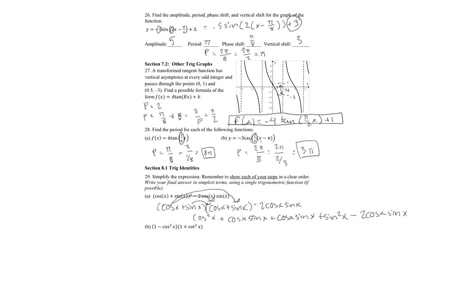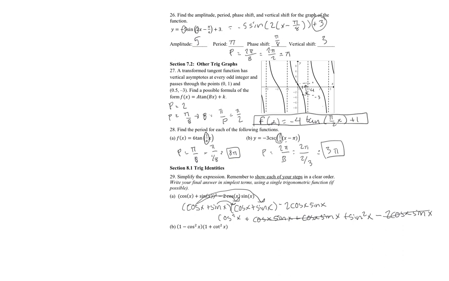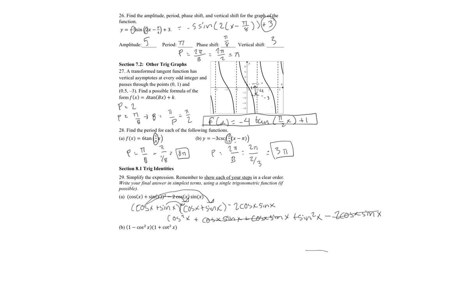And so if we add these together, the cosine x sine x will give us a positive 2 cosine x sine x. And this is a negative 2 cosine x sine x. So we can just cancel these whole things out. And we know from the Pythagorean identity, cosine squared x plus sine squared x is equal to 1. Well, if I can move this over. There we go. That's going to be equal to 1. And so that'll be our answer using the Pythagorean identity.